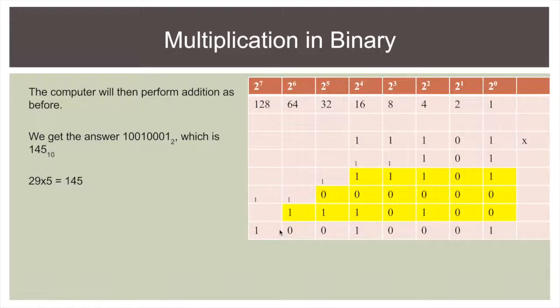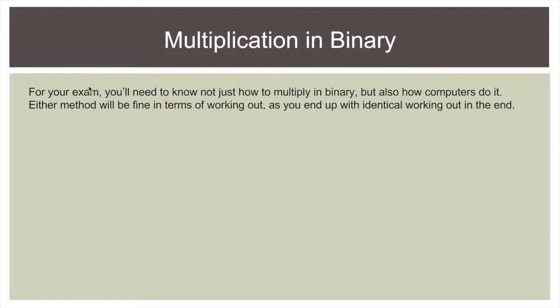Alright, so you need to be aware the computer will just copy the first line if it's a 1, and if it needs to, it will shift it across depending on the place value of the number it is multiplying by. Okay, for your exam, you'll need to know not just how to multiply in binary, but also how computers do it. Either method will be fine in terms of working out, as you end up with identical working out in the end.